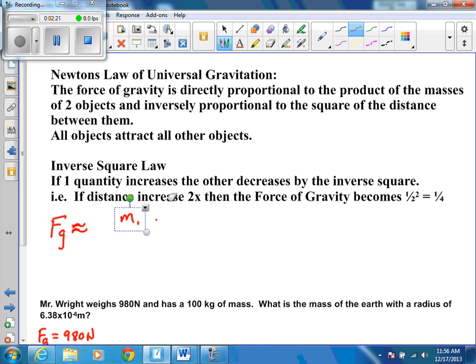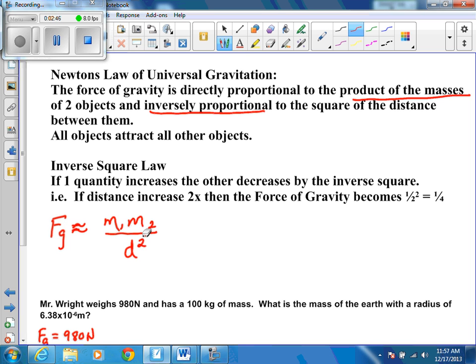So I'm going to have mass 1 times mass 2 divided by, now that's where it says the product of the masses. It's proportional. Now the next part says it's inversely proportional. So where do you put that? Very good, on the bottom of the fraction, to the square of the distance.